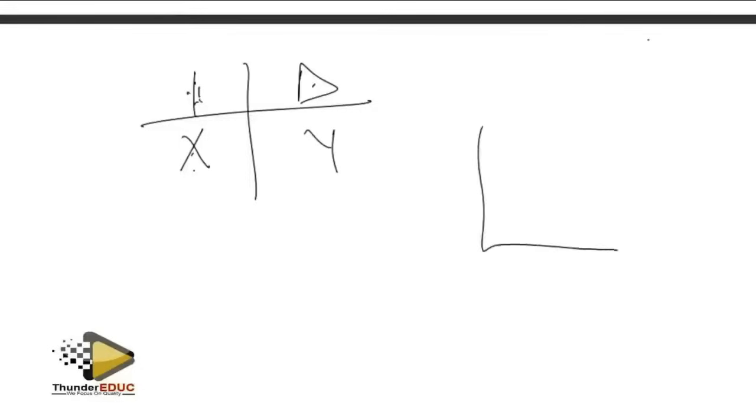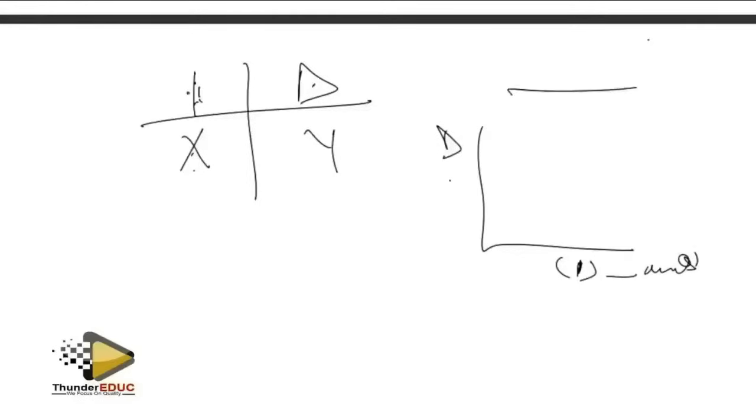So when you're drawing, independent is the x-axis is here. So the independent variable must be here. It must have units, please. Then this one, the dependent variable, is this y-axis. So the dependent variable is here.